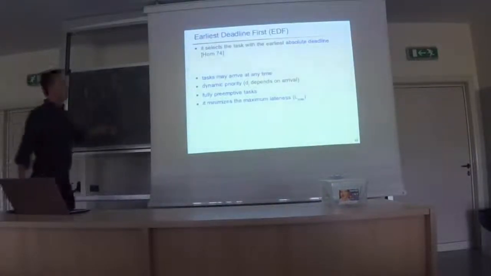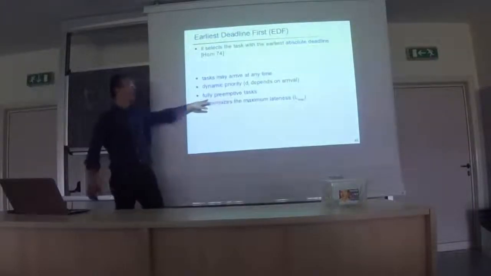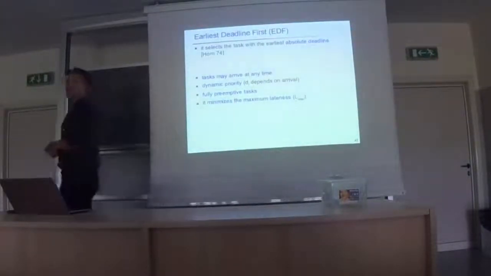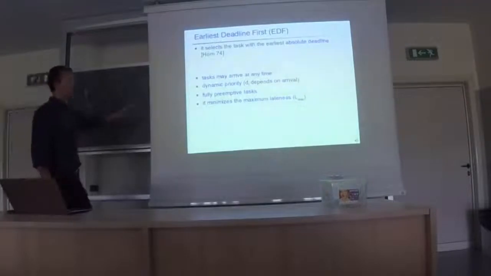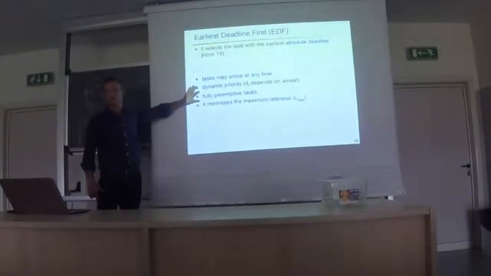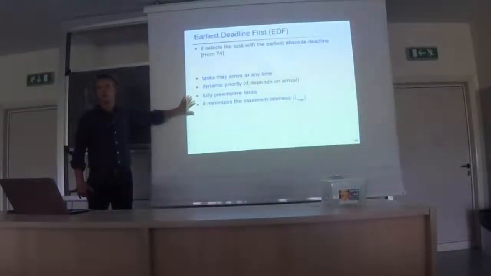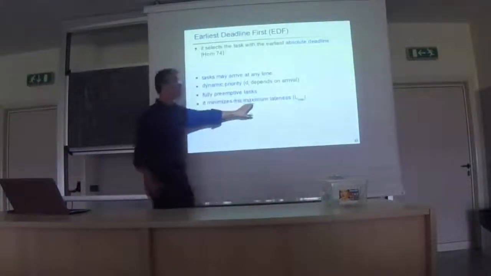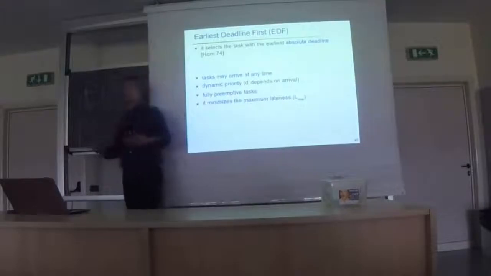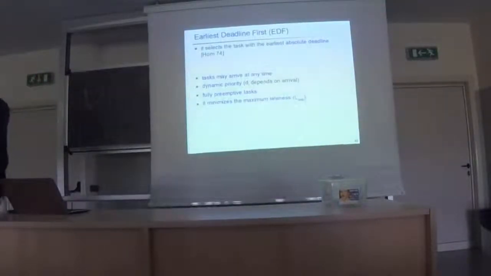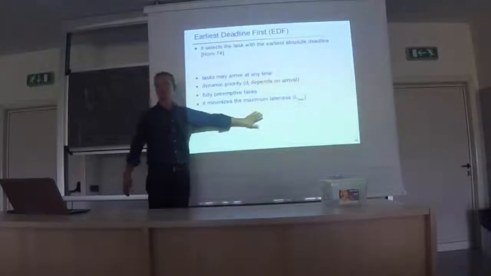So, EDF, let's assume preemptive EDF. Let's assume that we may preempt whenever a task with a shorter deadline arrives. So we can prove that EDF is optimal with respect to the maximum lateness, also when tasks may arrive at any time. So if I base my scheduling decision on dynamic priorities proportional to the absolute deadlines of the instances, then EDF allows you to minimize the maximum lateness.